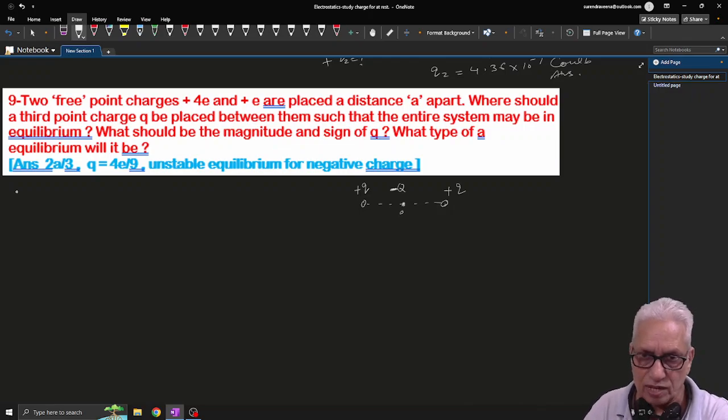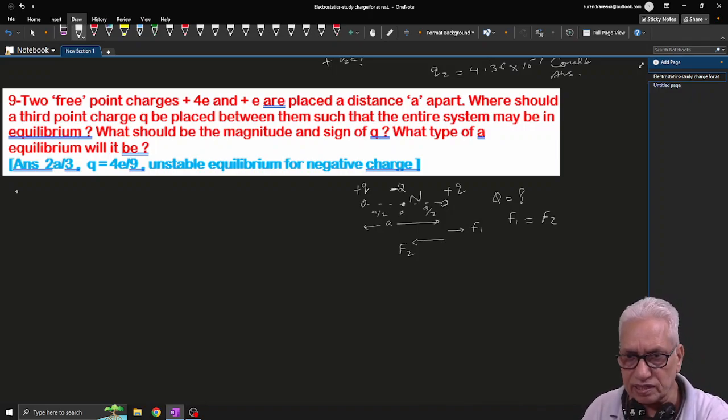Opposite nature. By logic, suppose this is at a distance of a, definitely it will be half, so a by 2. Now we have to find out the magnitude of q, and this is the neutral point at the center. We can find it from the force F1 on q due to q, and this is the attraction force on q due to minus q. If they are equal and opposite, we can find out the magnitude q.